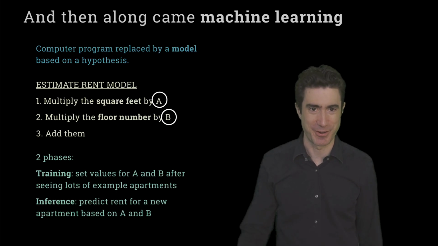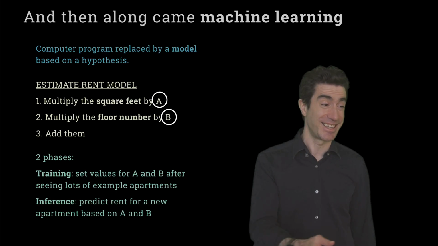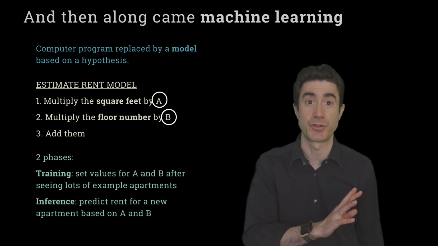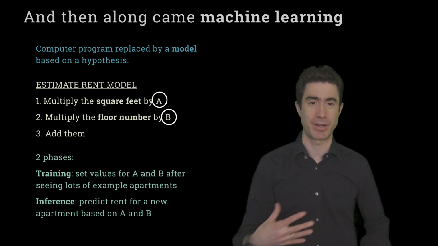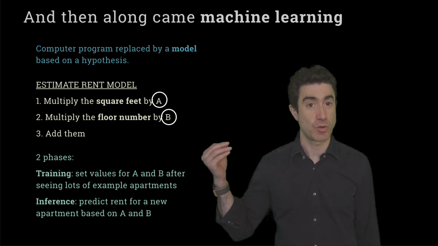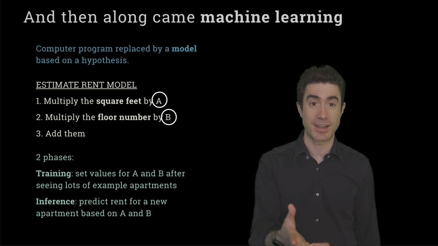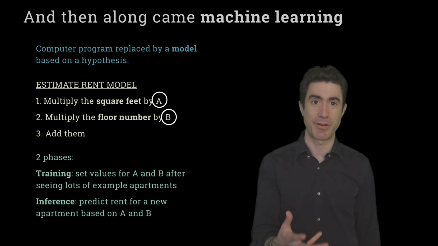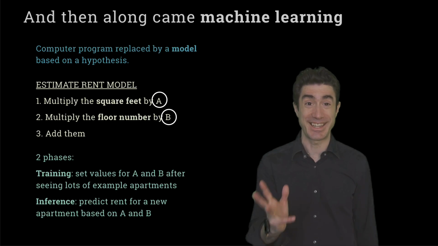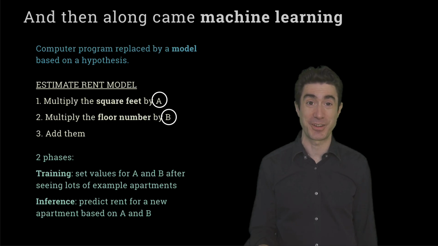Apartment prices probably depend on a few more things. So you might have C, D, and E, and you don't necessarily just multiply and add. You might try out all sorts of different models, different ways to combine these things. And a typical machine learning model might have anywhere from 20 to 200 of these kinds of parameters controlling how it makes its prediction. And so that is the end of the beginning of our story. And we're now moving on to the middle.